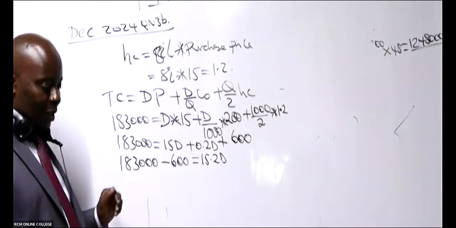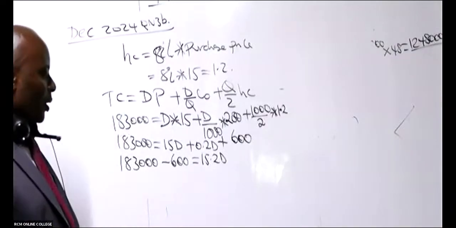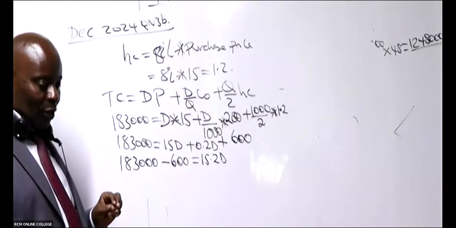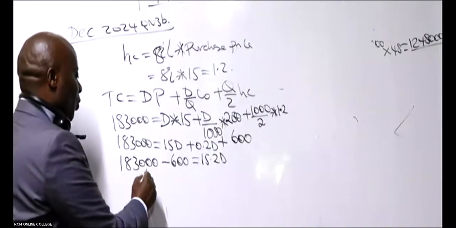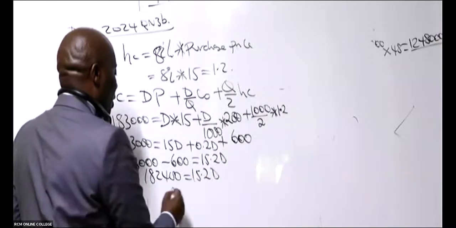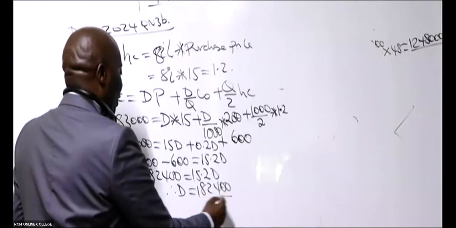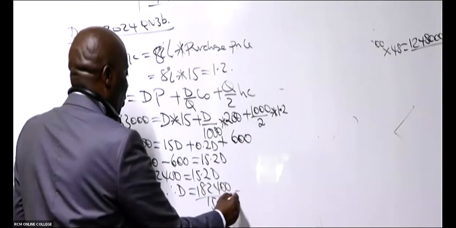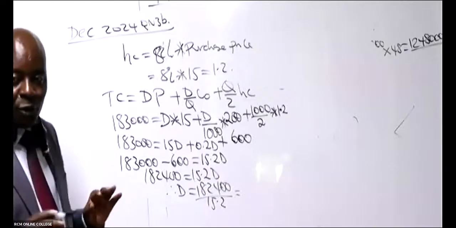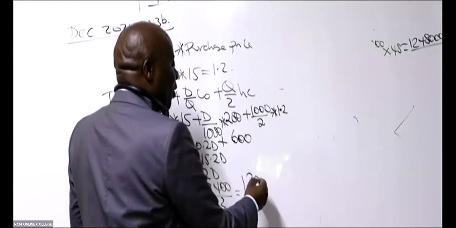Is it 3,000 or 300? 183,000, yes. Minus 600. That will be 182,400. 182,400 equals 15.2 dog. Therefore, dog will be 182,400 divided by 15.2, which will end up giving me what figure? 12,000. Yeah, 12,000. So in this case here, this is agreeing, right?